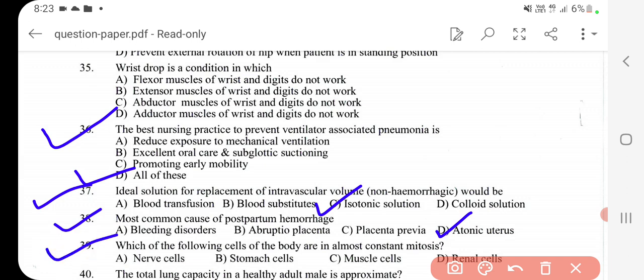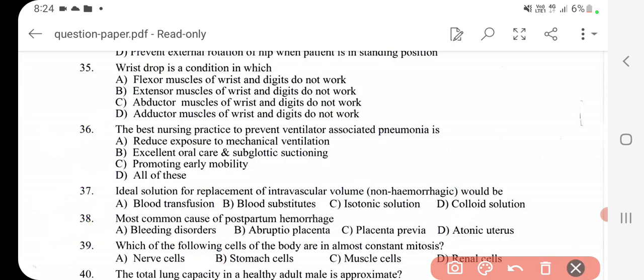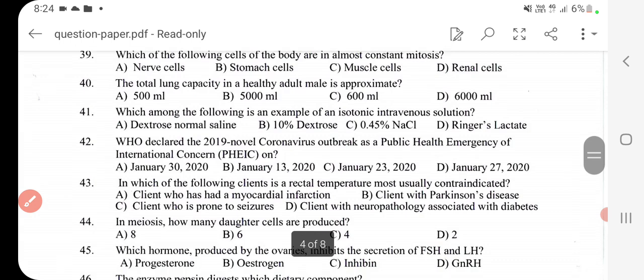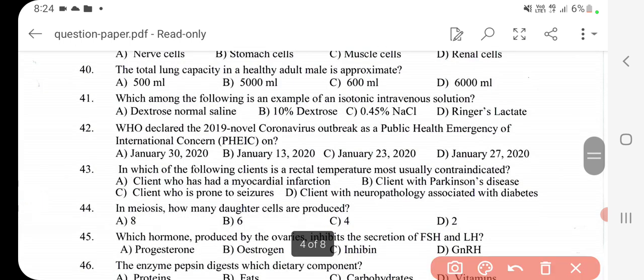Next, 39th. Which of the following cells of the body are in almost constant mitosis? Nerve cells, stomach cells, muscle cells, renal cells. So the right answer is stomach cells, option B. Next, question number 40. The total lung capacity in a healthy adult male is approximately: so what is the total lung capacity? 6000 ml. Option D is the right answer.